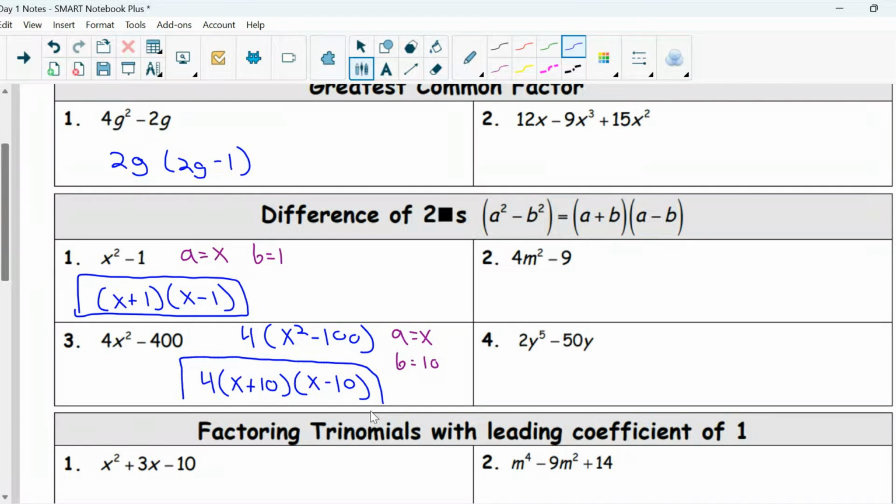Okay, please try all of the examples on the right side on your own, but I'm not going to take time in the video to go through them.